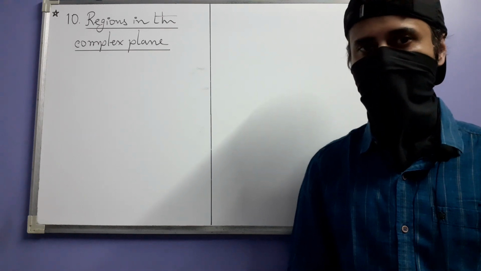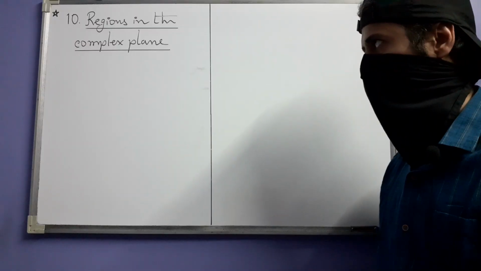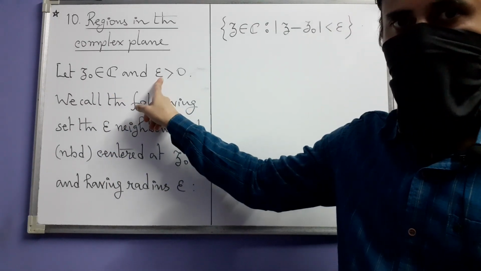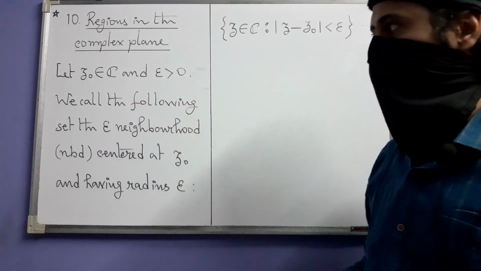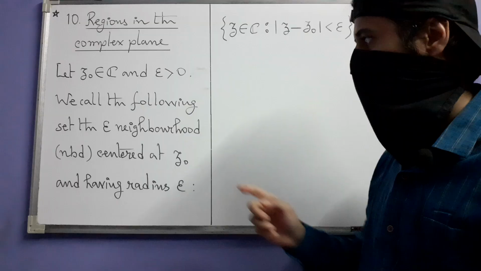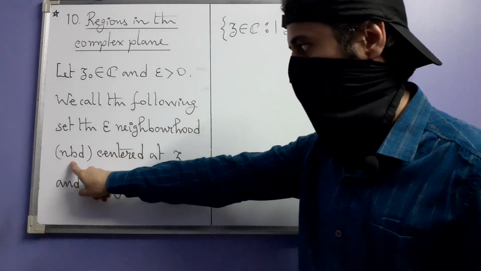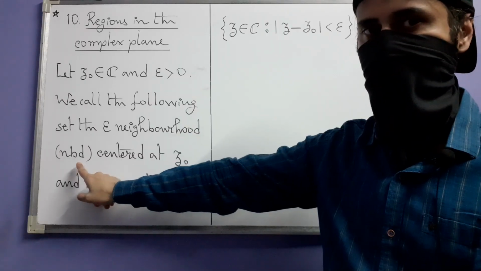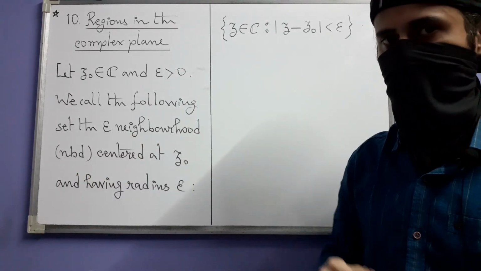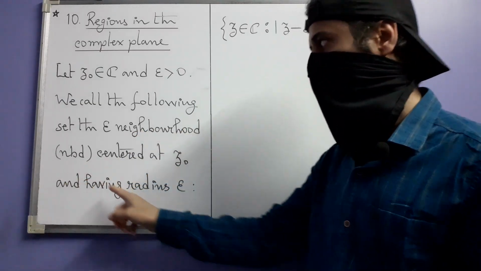This is the final section and it's about regions in the complex plane. Let z0 be a complex number and epsilon be a positive real number. Now we are going to define a set of complex numbers called the epsilon neighborhood. In short, we would write NBD, because it's a bit cumbersome to keep writing neighborhood every time. So we would write NBD.